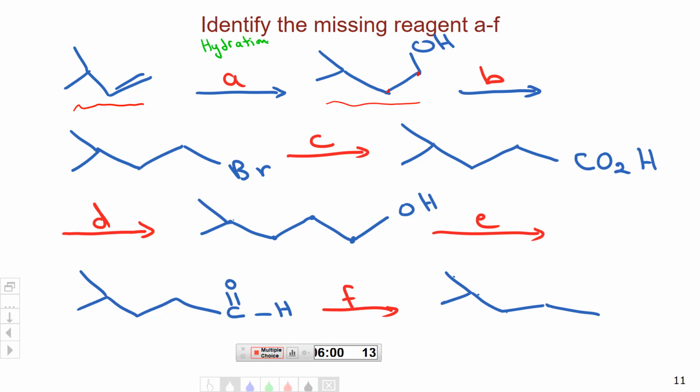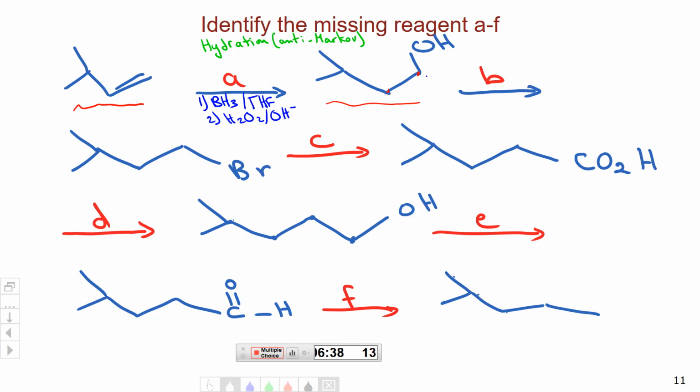Is this hydration done Markovnikov or anti? Anti, very good. So the way we're looking at it is anti. The usual reagent to add water anti-Markovnikov is the two steps, which are hydroboration. So we're adding BH3 with THF as a solvent, followed by hydrogen peroxide, OH minus. So this is how we go from the alkene to the alcohol.